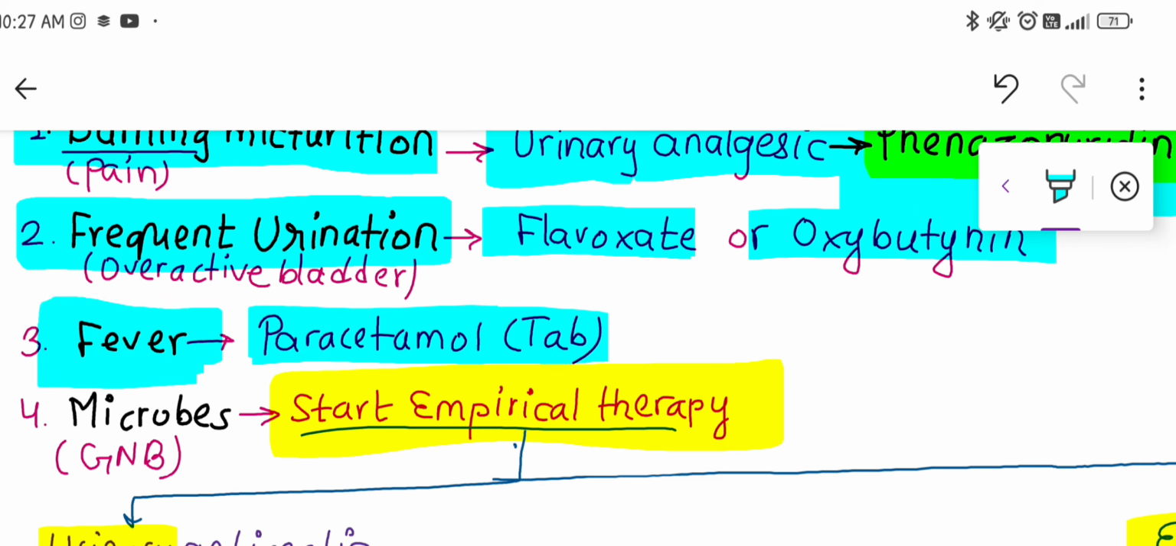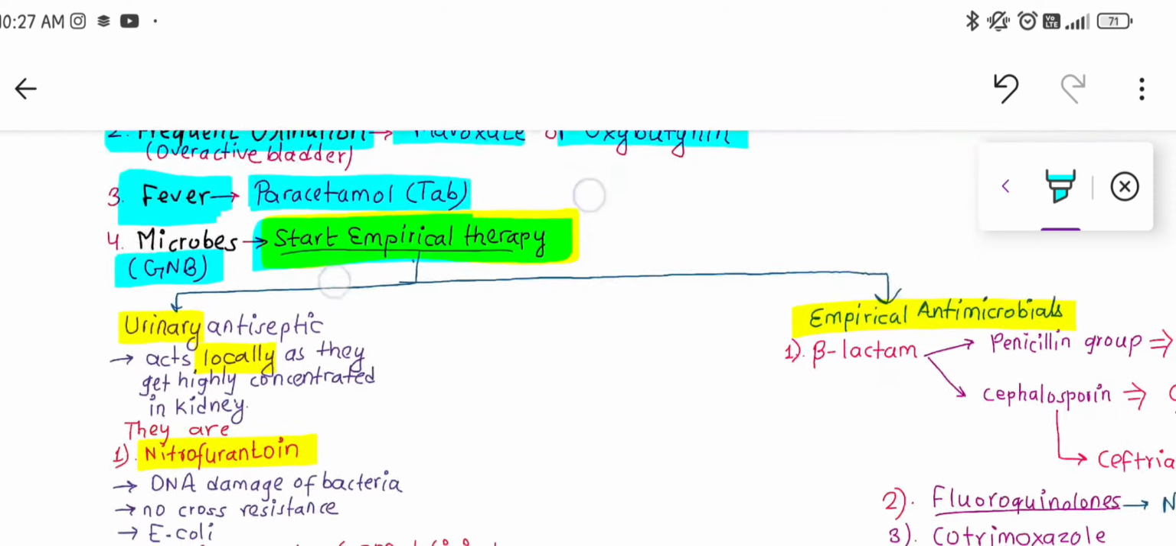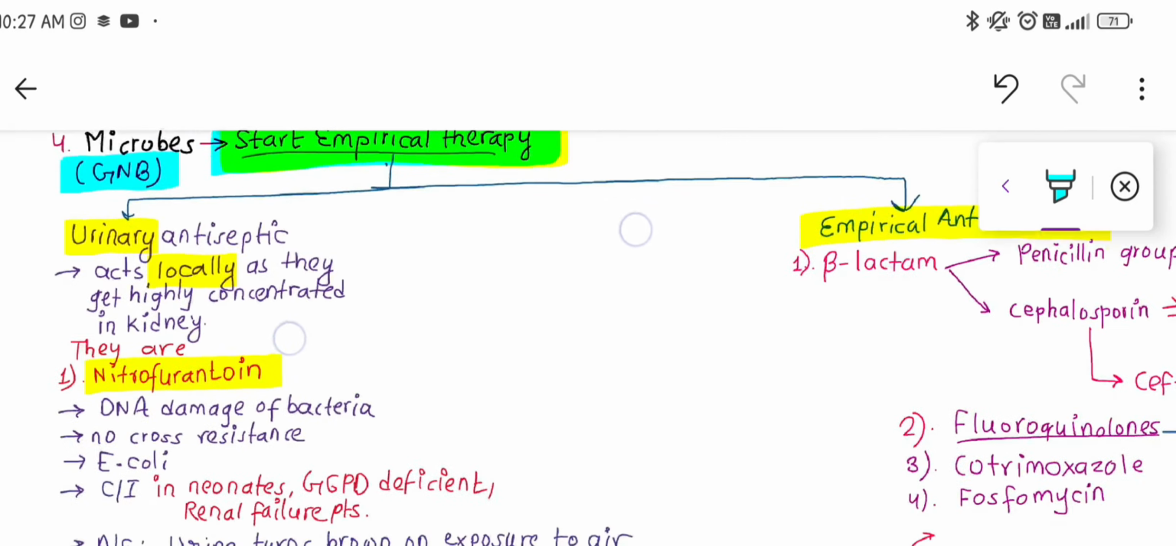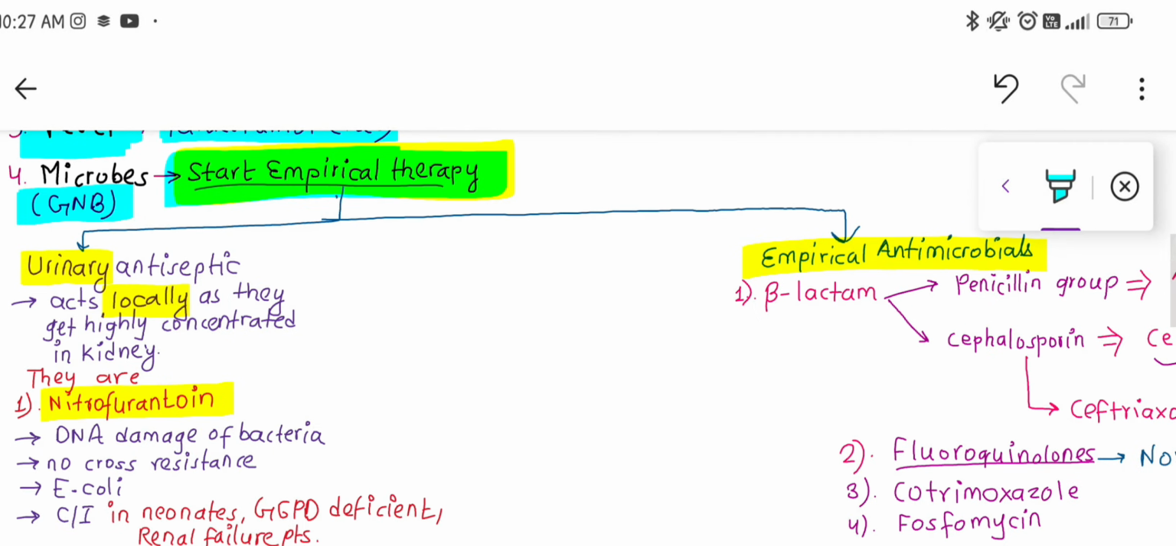And next, microbes are causing the urinary tract infection. The microbes are mainly gram negative bacteria, like E. coli, Klebsiella, Proteus. So it can be treated by starting empirical therapy because we don't know which exact bacteria is causing the disease. So we can use a broad spectrum antibiotic. For that we have to use one urinary antiseptic, and next an empirical antimicrobial.